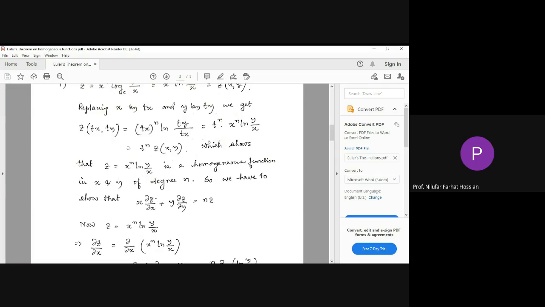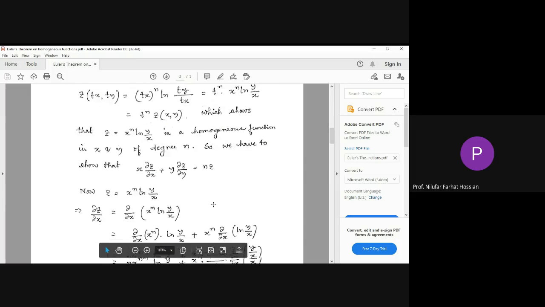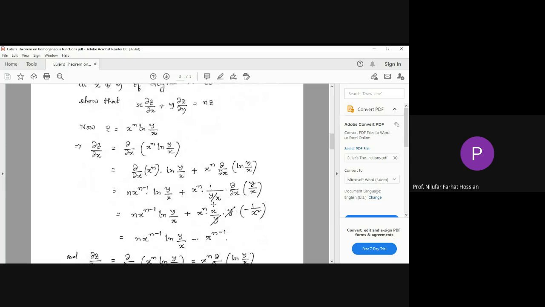So we have to find the partial derivatives del z by del x and del z by del y. Multiply it with x and then multiply it by y, and you will see that the result will be n into the original function. So this was our function. So now you find the partial derivative del z by del x. Here both the factors, one factor is x to the power n and the other factor is ln of y by x. Both the factors contain x. So you have to keep one factor constant and differentiate the other with respect to x.